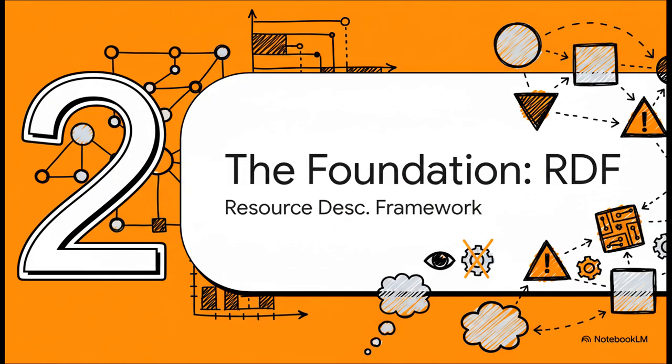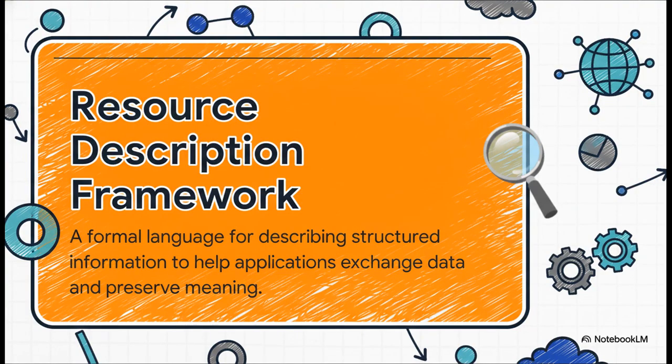Well, we start with a whole new foundation, the Resource Description Framework, or RDF for short. The whole point of RDF is to basically create a universal language for data. It's all about making sure that when two different applications exchange information, the original meaning doesn't get lost in translation. This is the very first building block for what we call the semantic web, or the web of data.